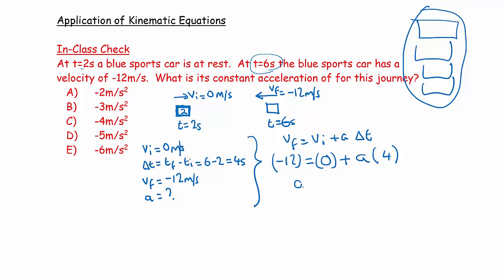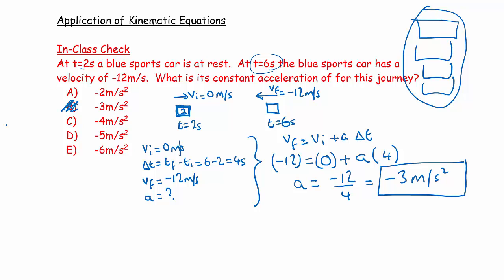So then we say, well, A is equal to minus 12 over 4, which equals minus 3 meters per second squared. Put it in a box. You won't have multiple choice, so yeah, it happens to be that one, but you don't have multiple choice. You're just going to have a blank sheet of paper. So pretty straightforward, one with practice.